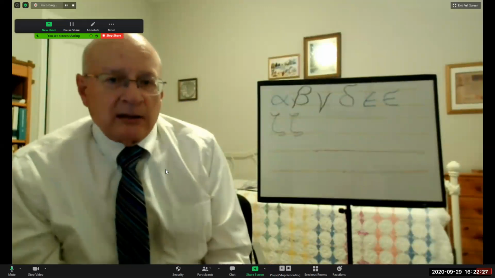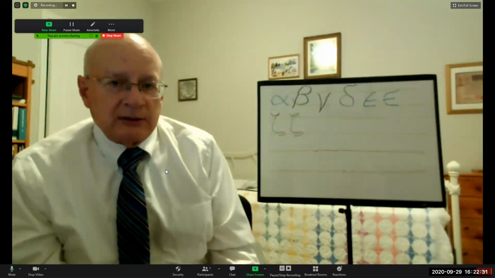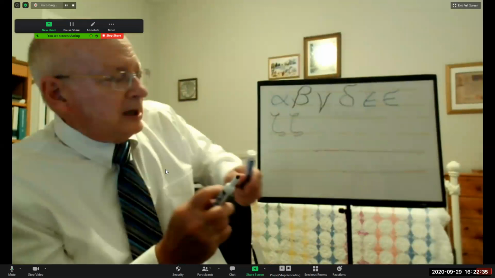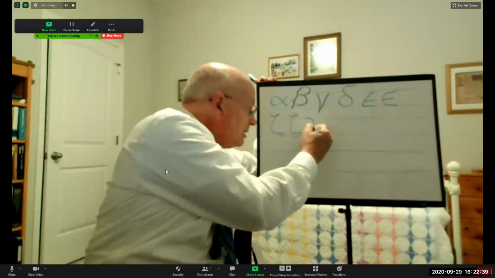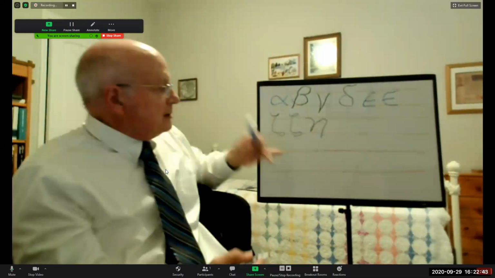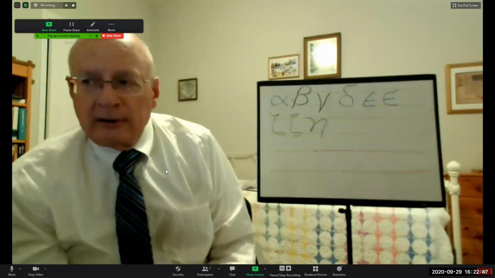Eta, in the slide that I showed you, didn't lean over, but we should lean it over slightly. So we start here and we come down to the line, and then we come back up and we let it go on the right side below the line and lean over just slightly.